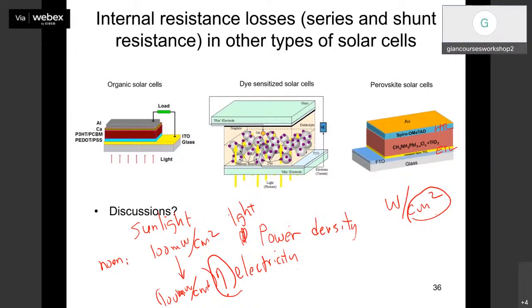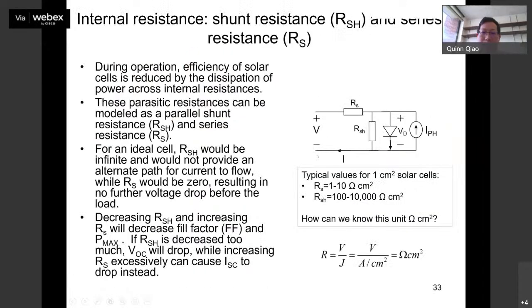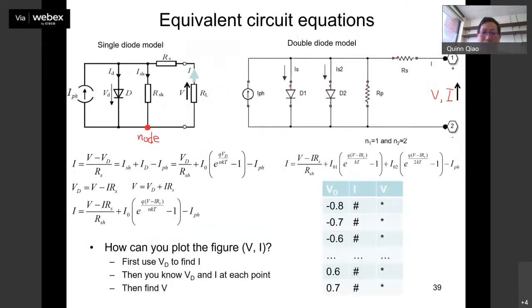We have a question from Himanshu. He's asking, sir, can you please explain again what is the parasitic impedance and how does it affect the solar cell performance? Did he ask about the shunt resistance or series resistance? He has not specified. Okay, so if I go back, I can do this one.